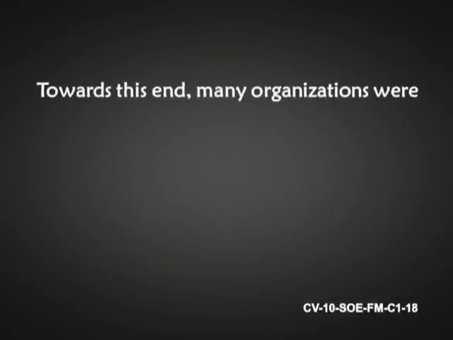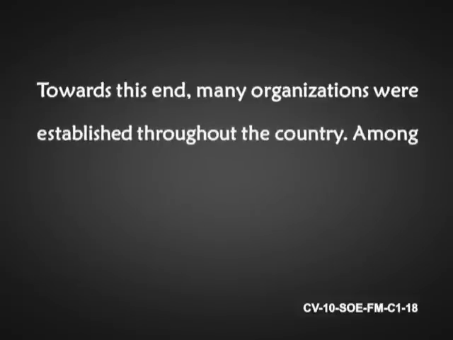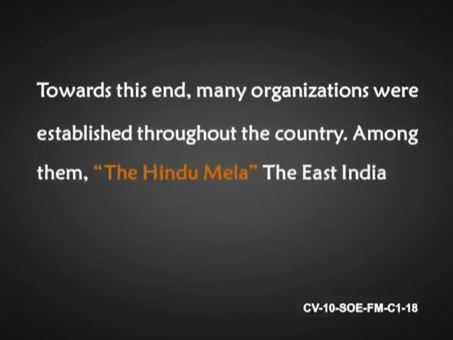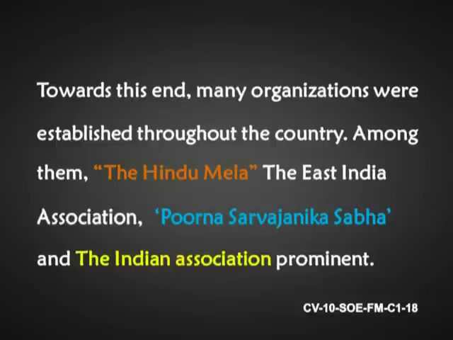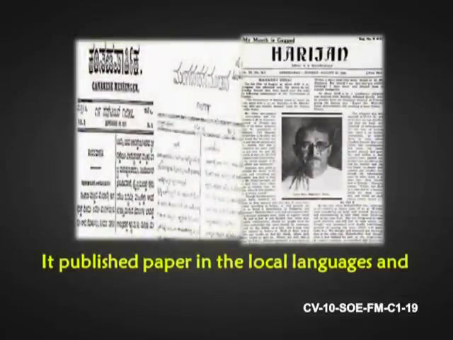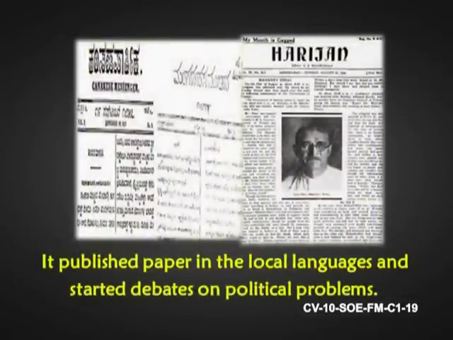Towards the end, many organizations were established throughout the country. Among them, the Hindu Mela, the East India Association, Poona Sarvajanik Sabha, and the Indian Association were prominent. They had limited scope of interest. They were waiting for a national level integration to happen at an appropriate time. It published papers in local languages and started debates on political problems. As a result, the people became aware of the political situation and its problems.